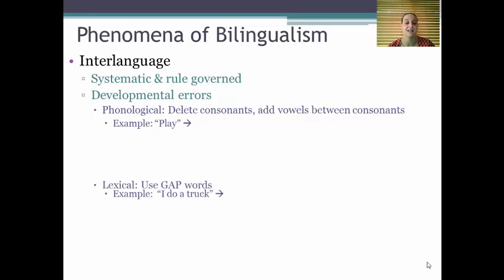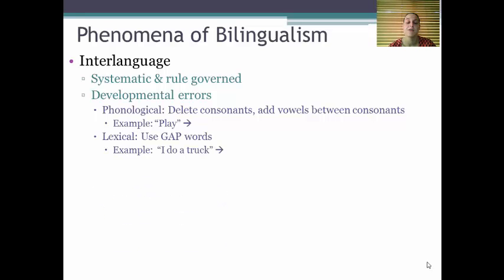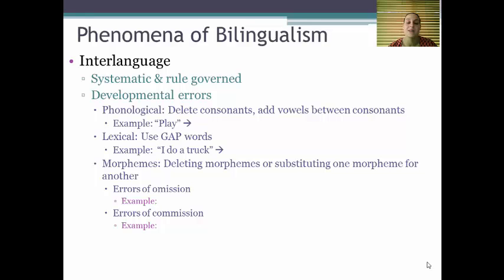There's also examples of lexical developmental errors. For example, the use of gap words. So a child might say something like, I do a truck, and use the verb do, which is very general and can be applied in many places, rather than the more specific term, I draw a truck. Morphemically, we see either deletion of morphemes or substitution of one morpheme for another. And this is discussed in your reading, the difference between errors of commission and errors of omission. So, for example, an error of omission would be to leave out the appropriate morpheme or the suffix.